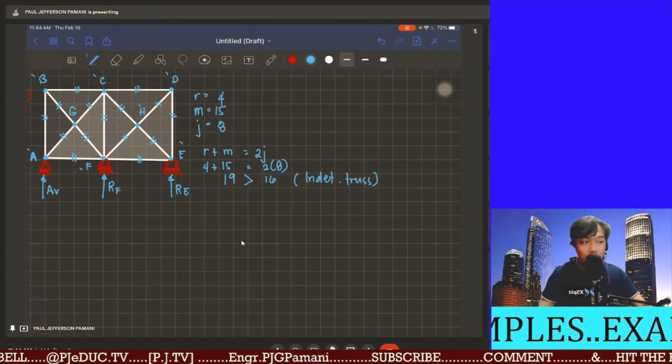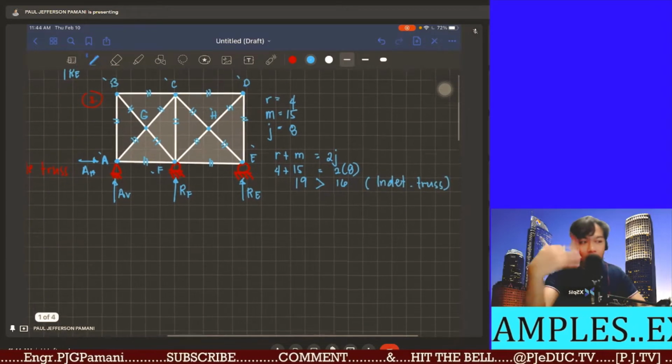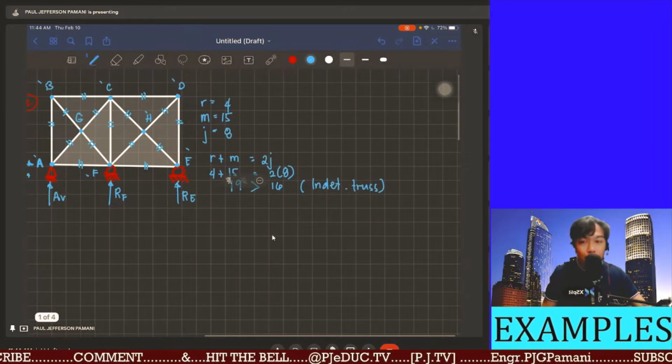Remember, baka sabihin ninyo masyadong scripted si sir, random po yung truss, wala akong hawak na kahit na ano. So lumabas yan na indeterminate truss.